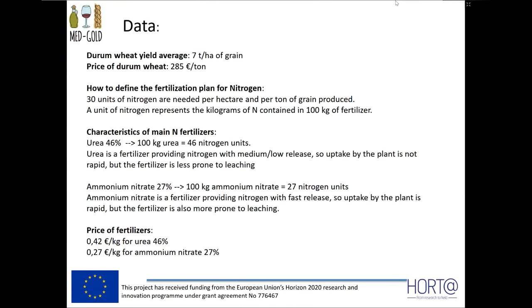And here you have also some details about ammonium nitrate, because usually in Italy for wheat we use urea or ammonium nitrate. Urea is 46% nitrogen, instead in ammonium nitrate the percentage of nitrogen is lower, 27%. Ammonium nitrate is a fertilizer providing nitrogen with a fast release compared with urea. Urea is also quite fast, but slower than ammonium nitrate. So if you want the plant to take up nitrogen in a few days, you have to apply ammonium nitrate. If you have more time, because it's not late for fertilization, you can use, for example, urea. The risk of leaching is lower with urea with respect to ammonium nitrate.